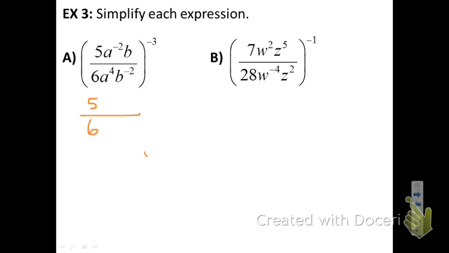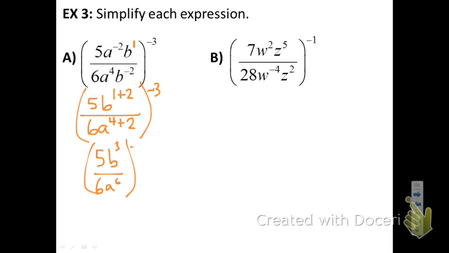The a values, I have a to the negative 2, and then I have a to the 4th, so the 4 is greater on the bottom. So I'm going to bring that negative 2 down. When I bring it down, it's minus a negative 2, so I'll end up adding it. And then this b has a power of 1, so it's greater on top, and I will bring the negative 2 up, so it's 1 minus a negative 2, and 2 negatives will give a positive, so that becomes plus 2, and this is all to the negative 3. Now I'm going to go ahead and simplify that. That's 5b to the 3rd over 6a to the 6th, all to the negative 3.